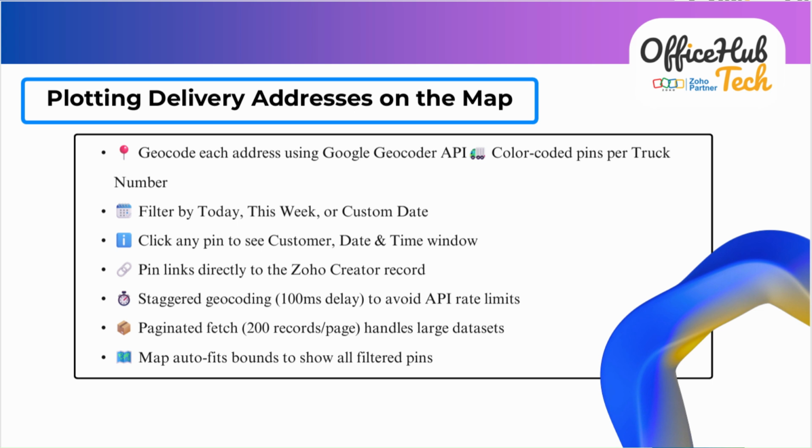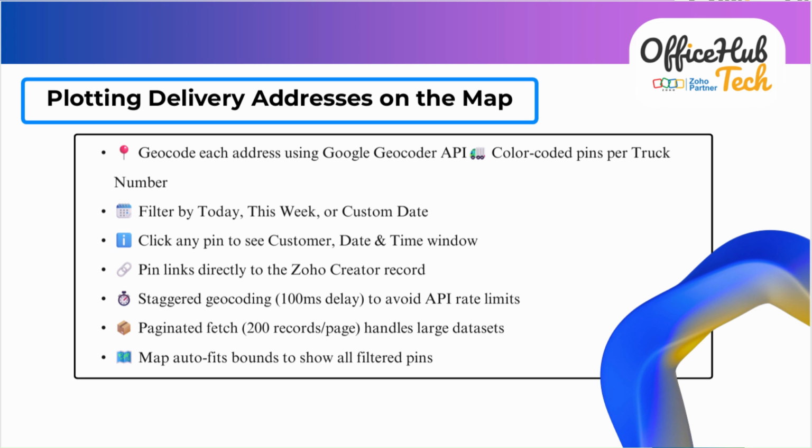First, we add a 100 millisecond delay between the geocoding requests, because the API has limits on simultaneous requests, so you will get errors otherwise. The standard delay keeps everything smooth. Second, the map auto-fits the bounds. After all the pins are plotted, the map zooms and centers itself to fit all visible pins on screen. You never have to manually zoom.